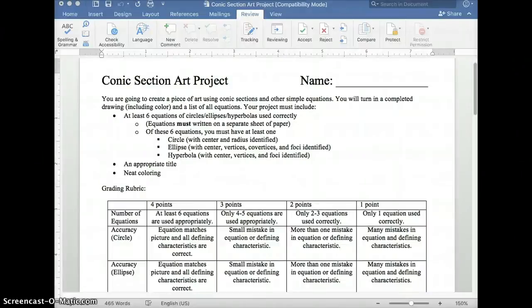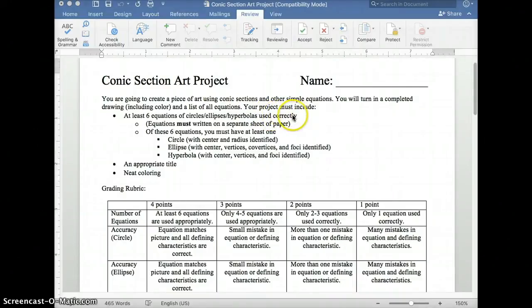I want to talk to you today about a project that you're going to work on for the next couple of days related to conic sections. You're going to create a piece of art using conic sections and some other simple equations like lines. You will turn in a completed drawing, including coloring it, and a list of all your equations and some information to go with that.